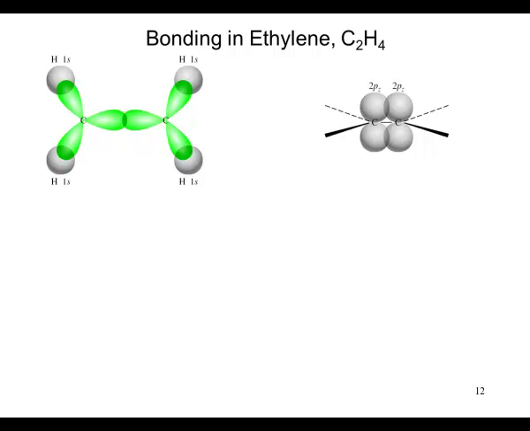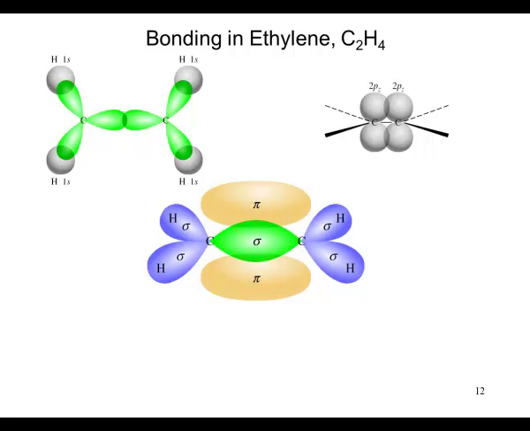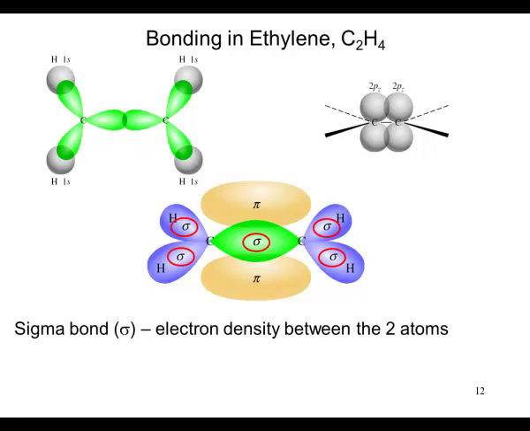If we look at the bonding in ethylene, C2H4, we see the overlap between the hydrogen and the sp2 hybrid orbitals of the carbon. Each carbon is bonded to 2 hydrogen atoms, and the p orbitals are perpendicular to the carbons. The overlap of the p orbitals forms a pi bond above and below the plane, and the rest of the bonds are sigma bonds.